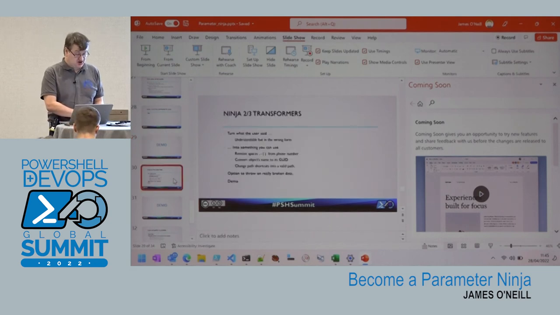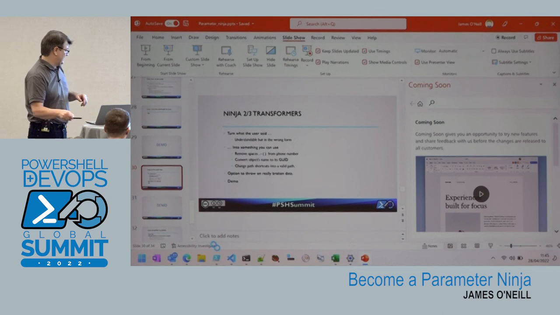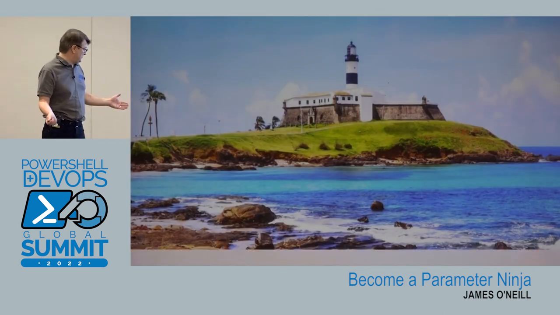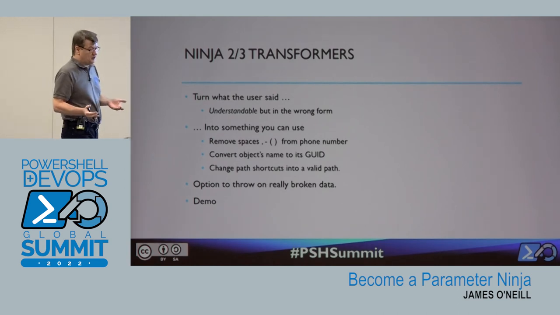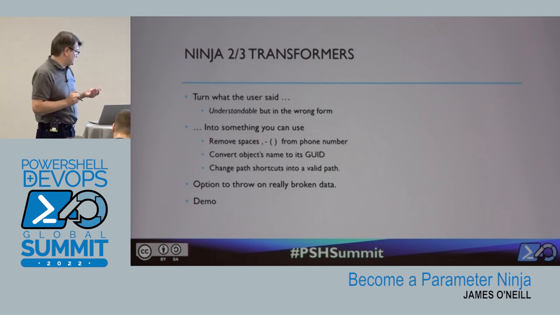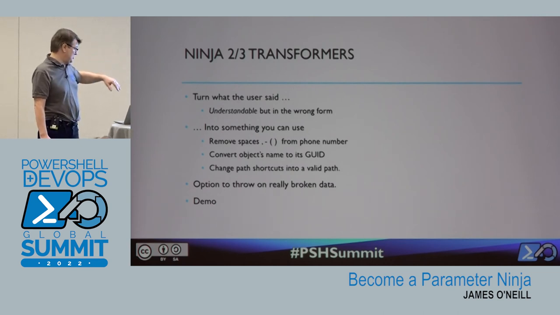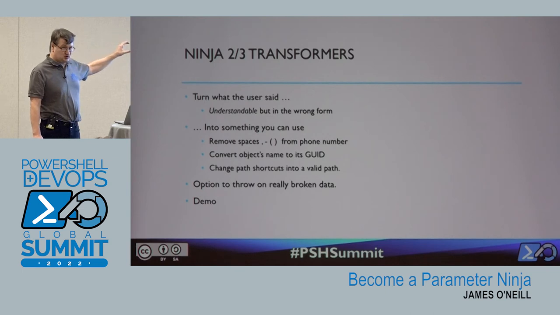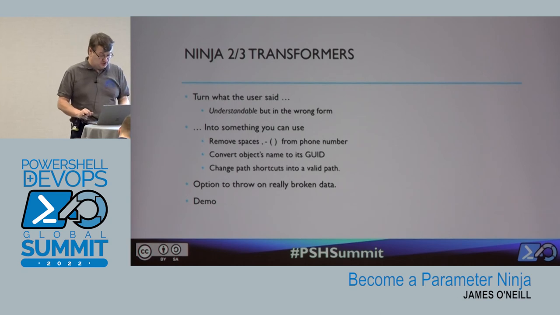The second one is transformers. A transformer, no, it's not that wonderful kids' toy, but a transformer basically says the user has given us something that's not completely broken, we can make sense of it, but it's not in the form that we accept. So we might want to take spaces out of a phone number or credit card, convert an object from a name to a GUID, change shortcuts. I've got a really nice argument completer that I use with CD and various other commands that will let me put in shortcuts for different paths on the system. And if the transformer can't make sense of it, there's always the option to throw.